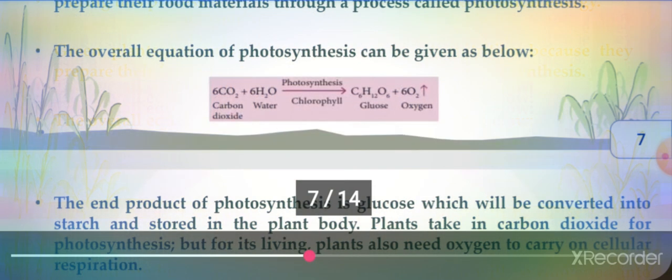What is the overall equation of photosynthesis? 6 carbon dioxide plus 6 water molecules, in the presence of sunlight inside the chloroplast, where you find the chlorophyll pigment, the plant can produce glucose. We call it carbohydrates, C6H12O6, and there is a byproduct called oxygen.